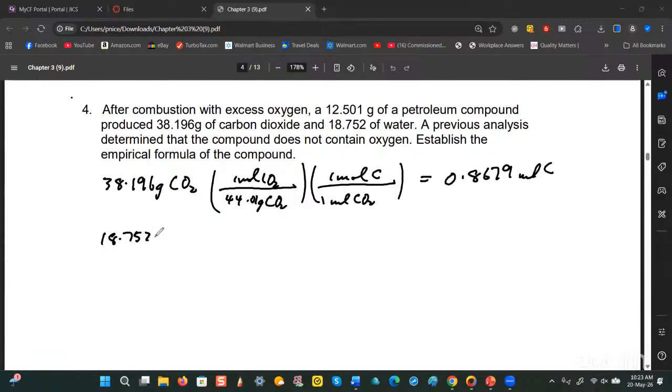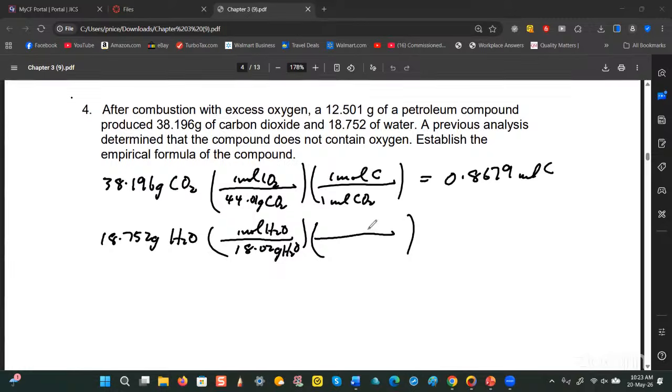18.752 grams of H2O. We convert that to moles. So 1 mole of H2O up top, and down here the molar mass, which is 18.02 grams of H2O. And then the next conversion factor, again, remember that there are 2 moles of hydrogen per mole of water. So therefore, 2 moles of hydrogen will go up here. 1 mole of H2O would go down here. And again, we don't have to find the mass of hydrogen for the reasons I mentioned before.